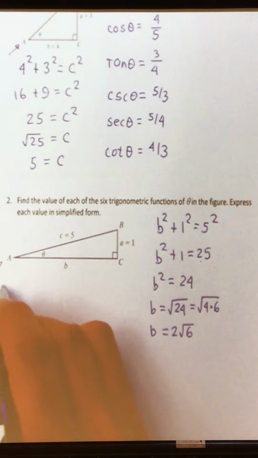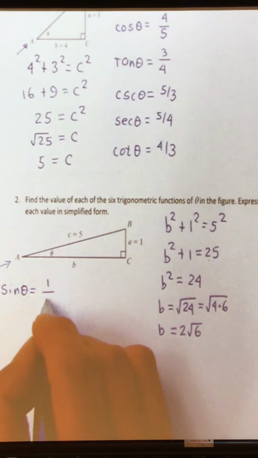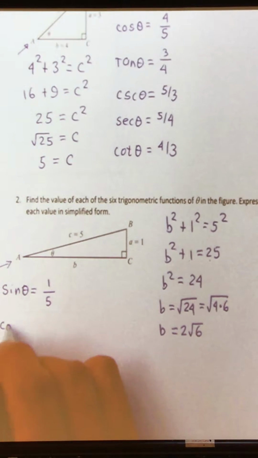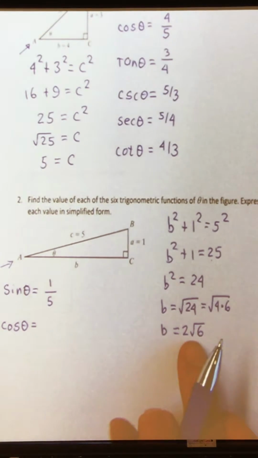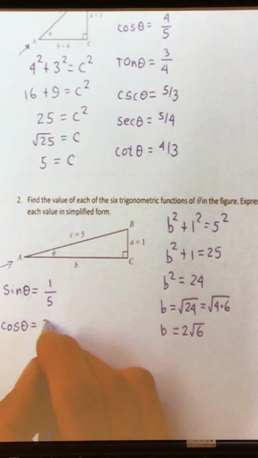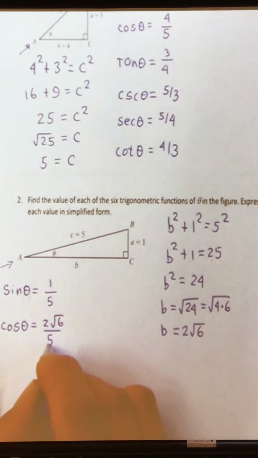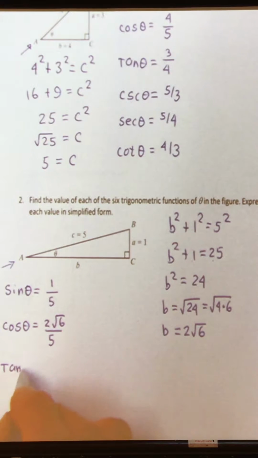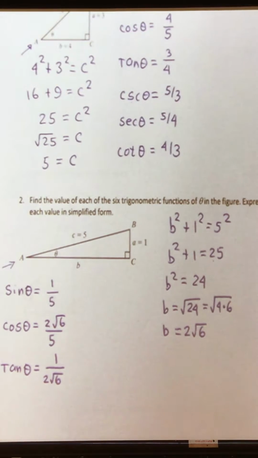The sine of the angle is the opposite length 1 divided by the hypotenuse 5. Cosine of the angle is the adjacent length. That's what we just found here to be 2 root 6, over the hypotenuse length, 5. The tangent of the angle is the opposite length, 1, divided by the adjacent, 2 root 6.